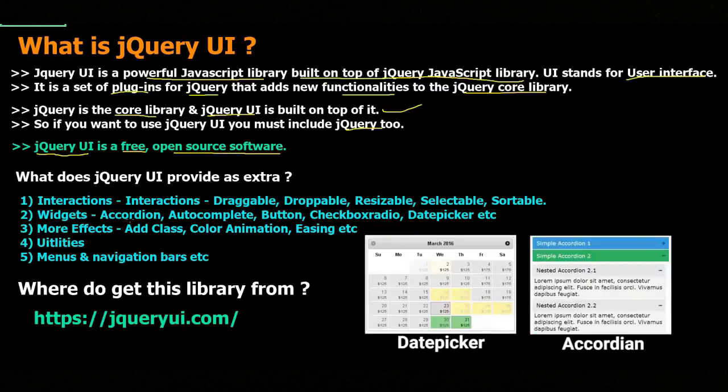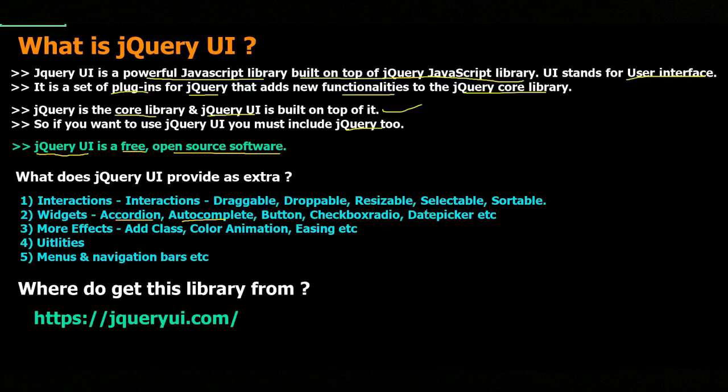Then we have different widgets such as accordion, autocomplete, buttons, check radio button, date time picker, and all these things are provided inbuilt in jQuery UI, which adds a lot of features, a lot of functionality, and we'll go through a couple of them in this series. Then we have a lot of extra effects. We already have a lot of effects in jQuery, but then jQuery UI adds even more effects on top of it. We get a lot of utilities, menu and navigation bar functionalities and a lot more, okay? So this was a little bit of jQuery UI introduction.